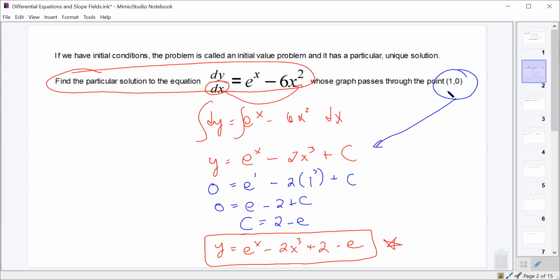And if we take the derivative, what's the derivative of e to the x? It's e to the x, and the derivative of minus 2x cubed is minus 6x squared. Derivative of 2 is 0. Derivative of negative e is also 0. Those cancel out. So we do have this derivative, and if I plug in 1, we get e minus 2 plus 2 minus e equals 0, which it should.